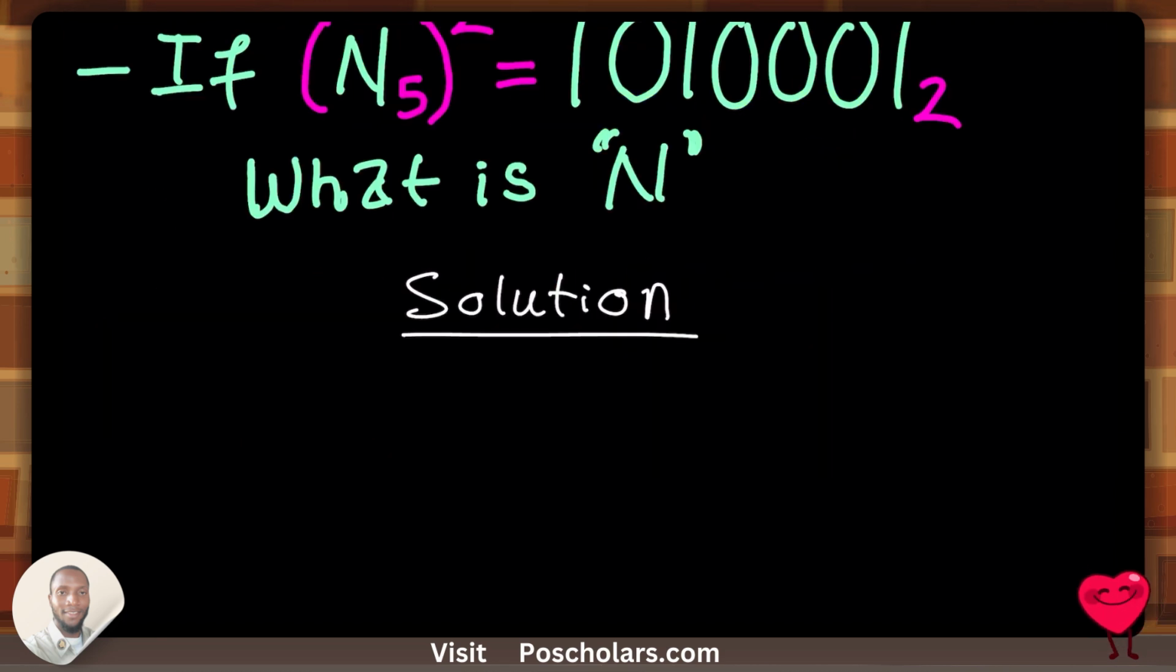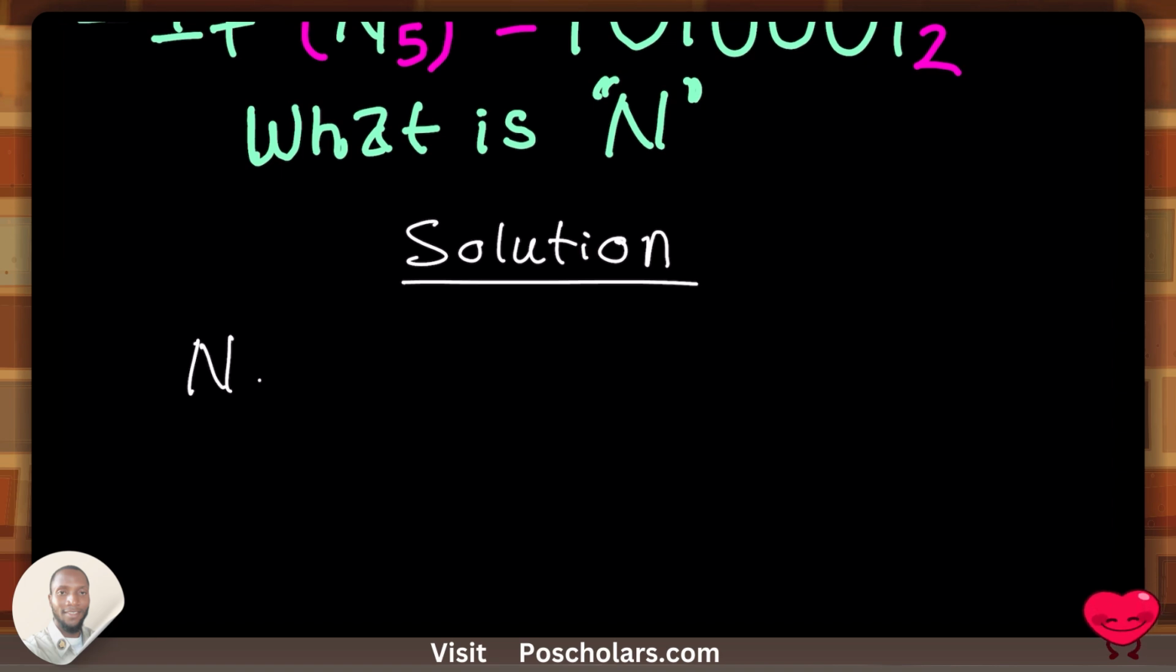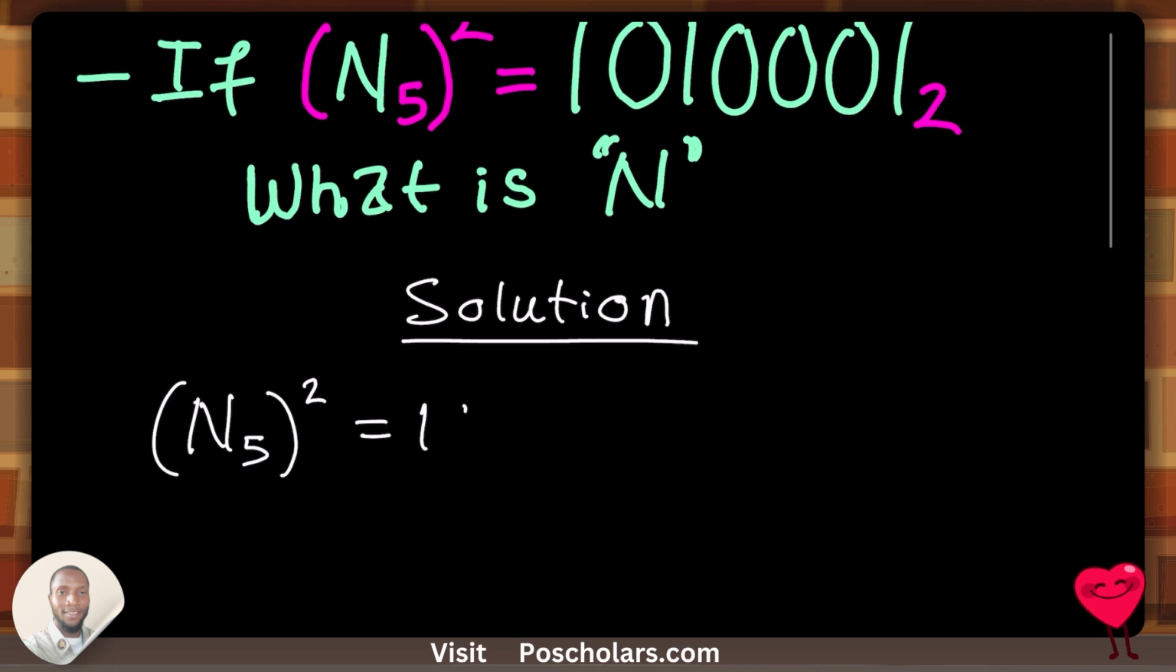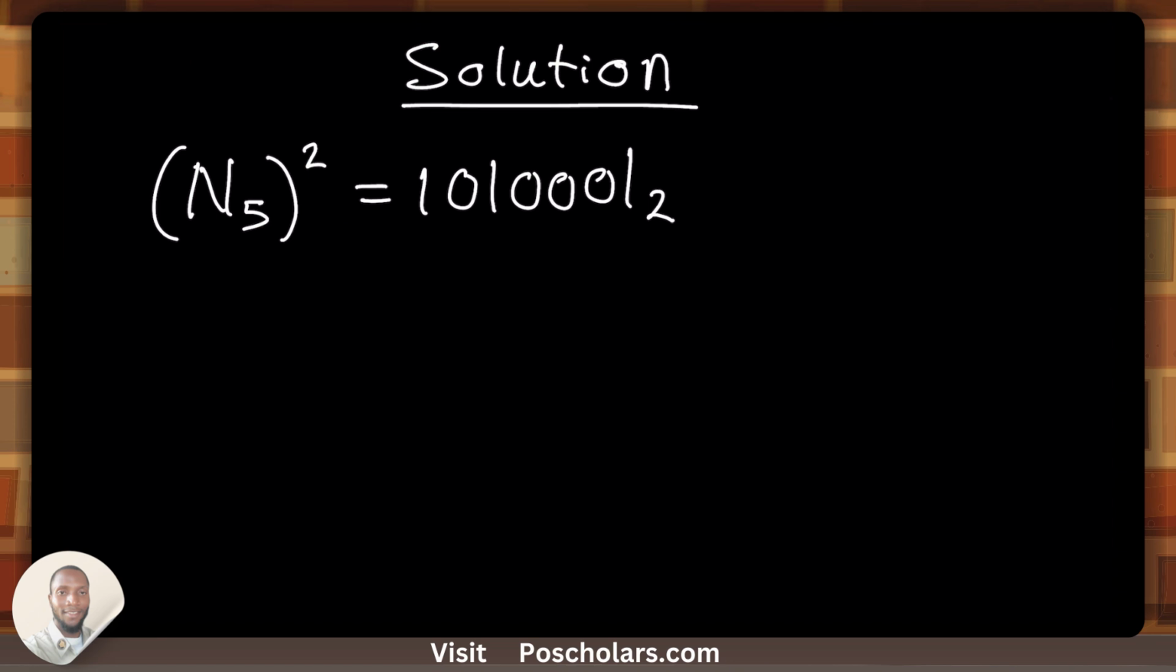Solution. Now the question says (n base 5) all raised to power 2 equals 10100001 base 2. Now the major thing we need to solve is this n, right? We want to find the value of n, and take note, the digits of n must not be greater than or equal to 5, right? Now, how do we solve this?